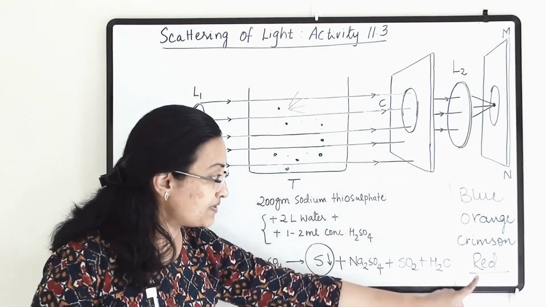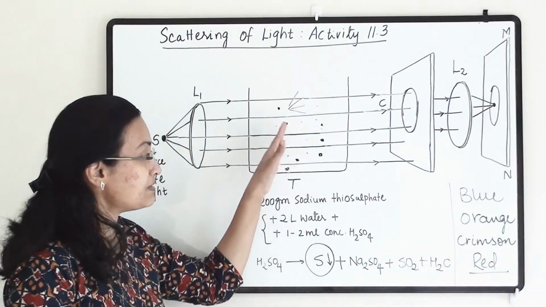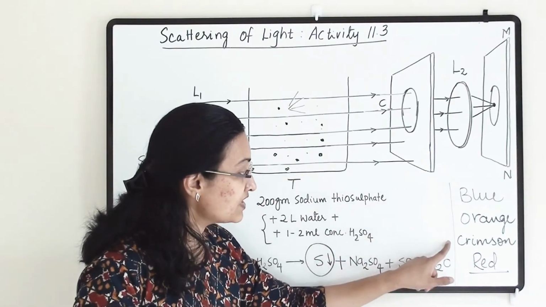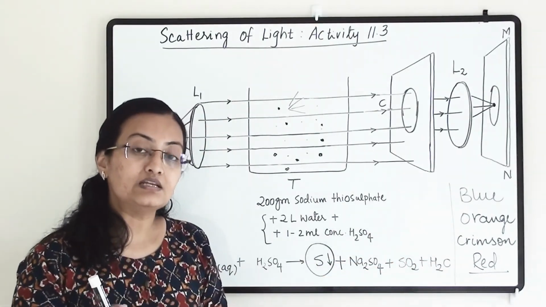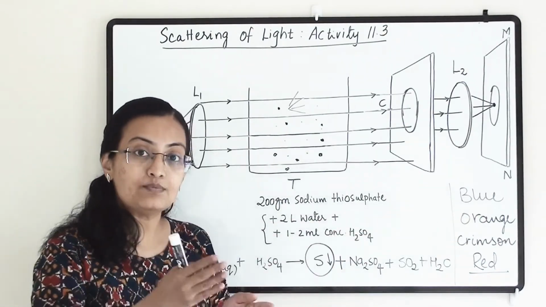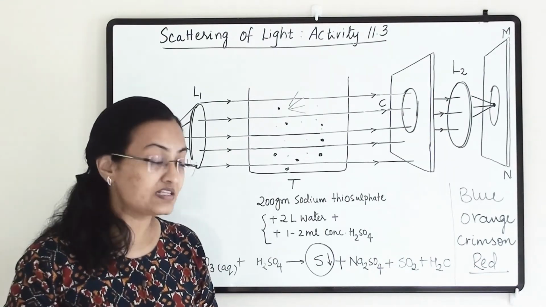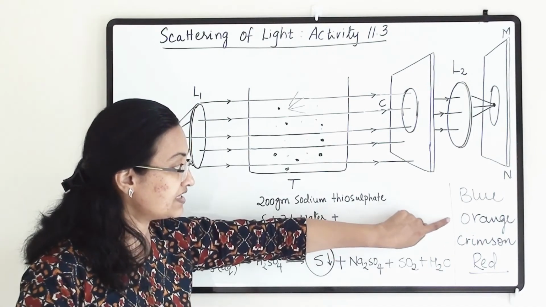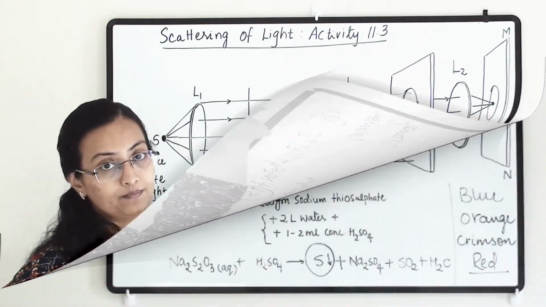So this happens because of the particle size. As the particles continuously grow bigger and bigger, the color of the light also changes. Smaller particles will scatter light which has a short wavelength, so that is blue. And as the particles grow in size, they will scatter longer wavelength light, and that's why we'll be able to see this change in color, going from orange to crimson and crimson to red.